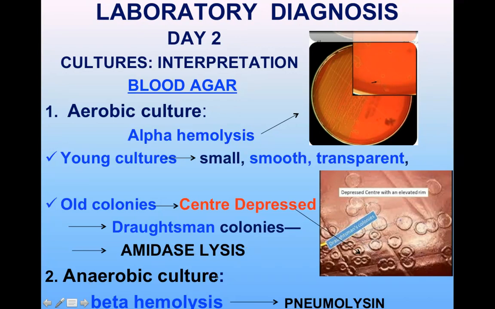If the blood agar plate is kept anaerobically, then you're going to see beta hemolysis on blood agar around these colonies, and this is because of production of pneumolysin. Pneumolysin is going to give you beta hemolysis on blood agar when the cultures are incubated anaerobically.